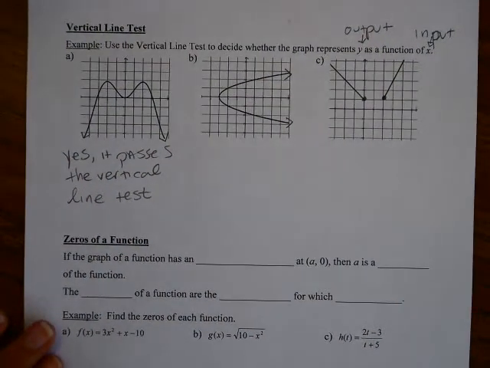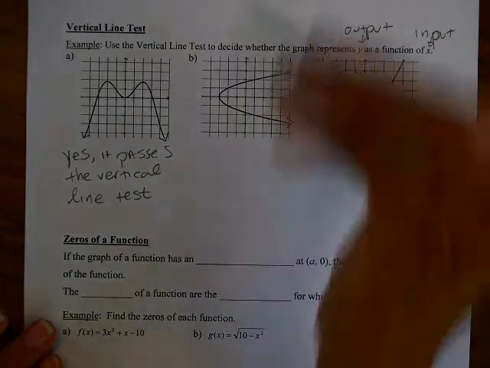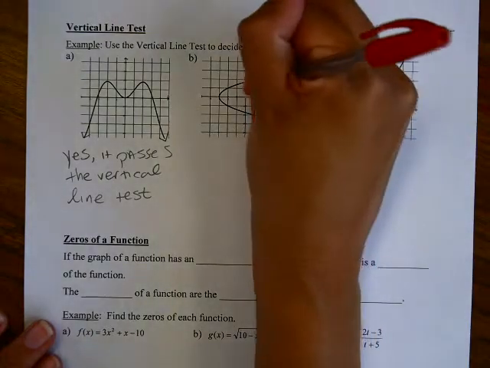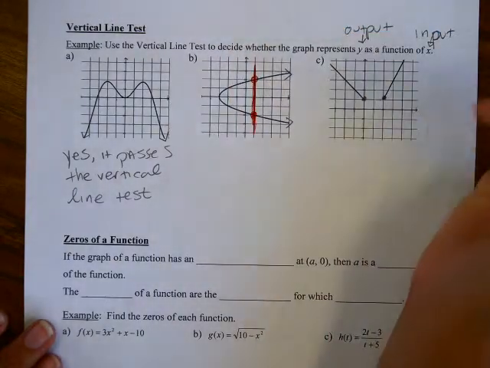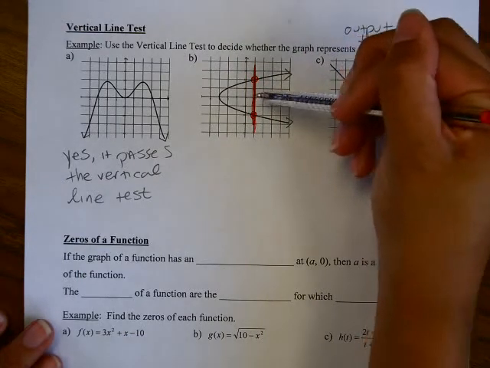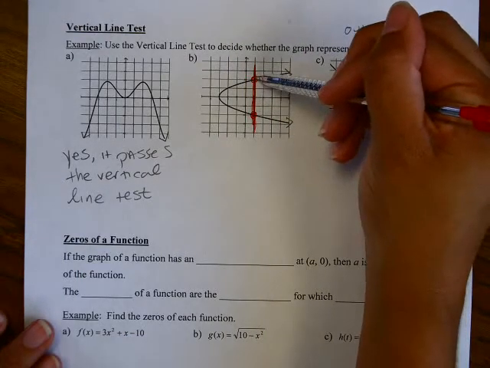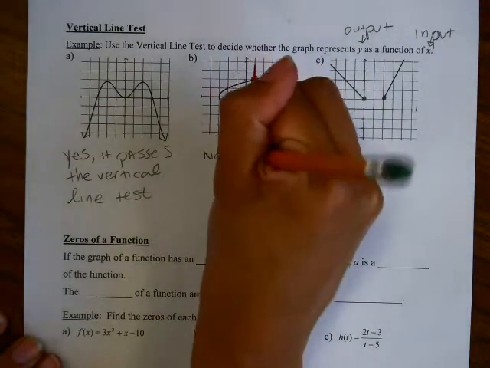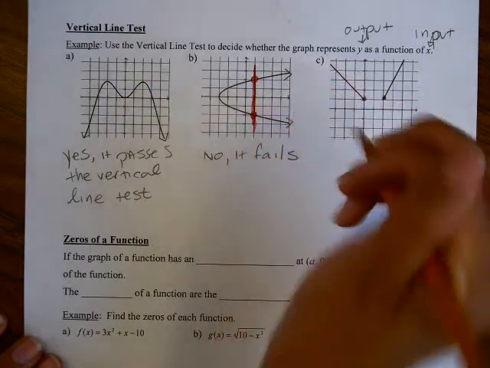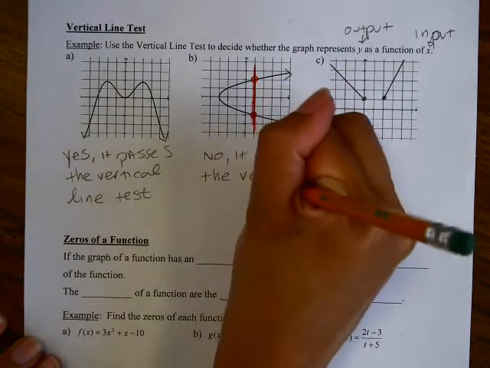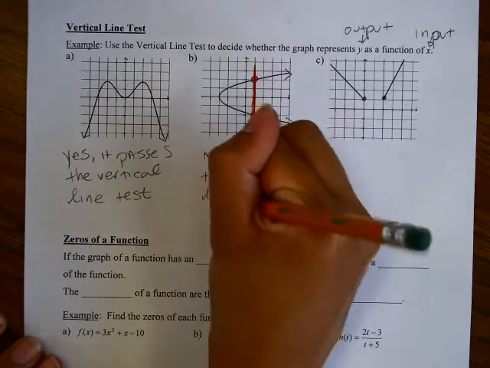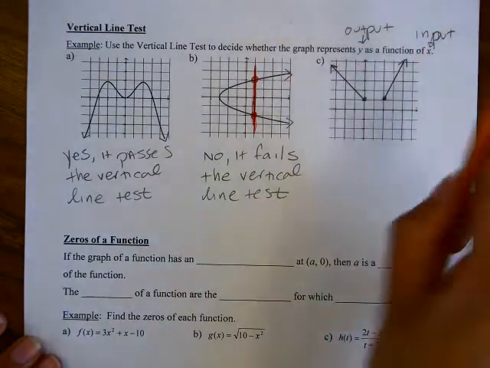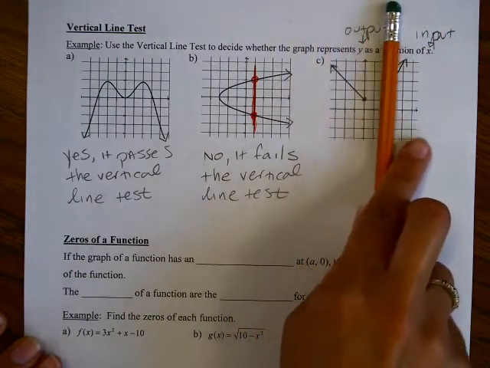Our next graph, on the other hand, fails it. If we were to draw a vertical line, it touches the graph in more than one point. So in this case, the input of 1 has two different outputs, positive 2 and negative 2. So we'll say no. It fails the vertical line test. And finally, this one here, as we look, it passes.